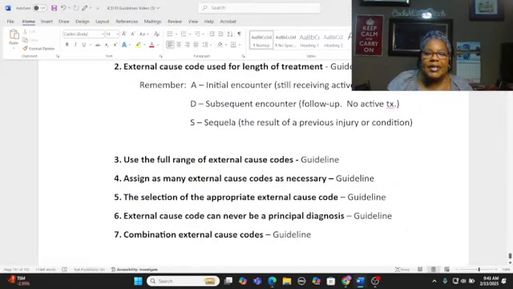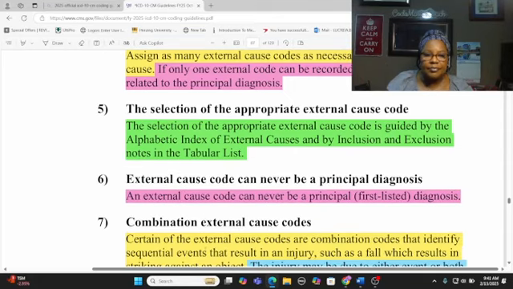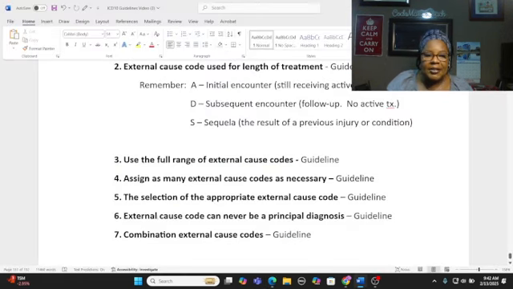5. The selection of the appropriate external cause code. Straight from the guidelines. The selection of the appropriate external cause code is guided by the alphabetic index of external causes and by inclusion and exclusion notes in the tabular list. So make sure before you assign that external cause code that you verify that code in your tabular and look for exclusion notes. Make sure there aren't any. That's 5.